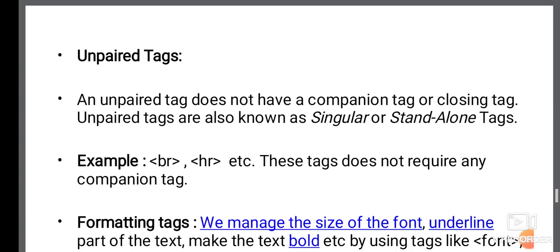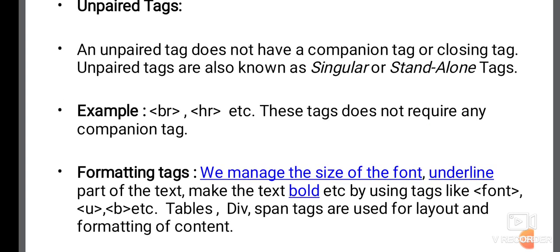Next one is unpaired tags. An unpaired tag does not have a companion tag. It can stand alone. It is not necessary that you close that particular tag. So that is called a singular tag or standalone tag. For example, the BR tag, the break, will introduce a new line. Then the HR tag gives a horizontal line. These tags do not require any companion tag, and if you place a companion tag also, it will not create any error, but it does not need it. So there are two types of tags, paired tags and unpaired tags.